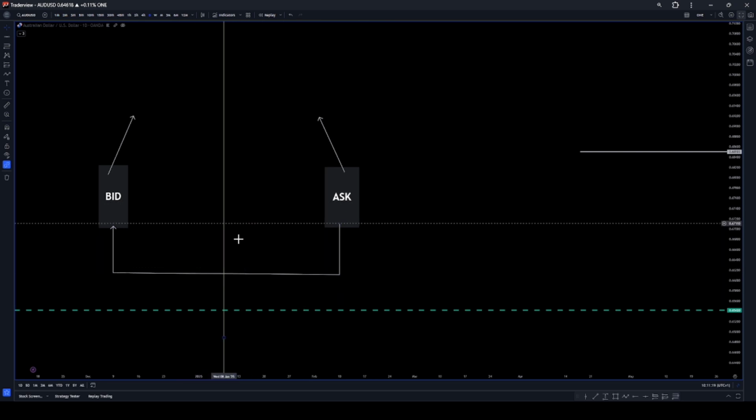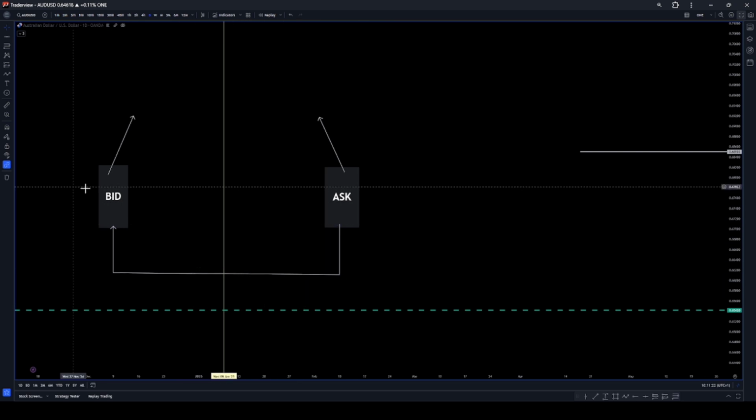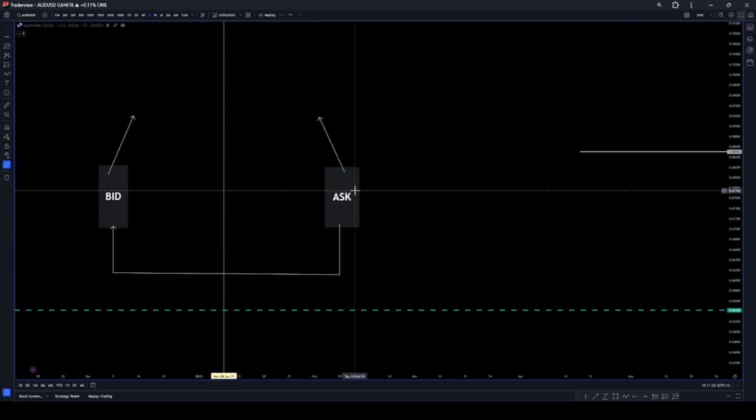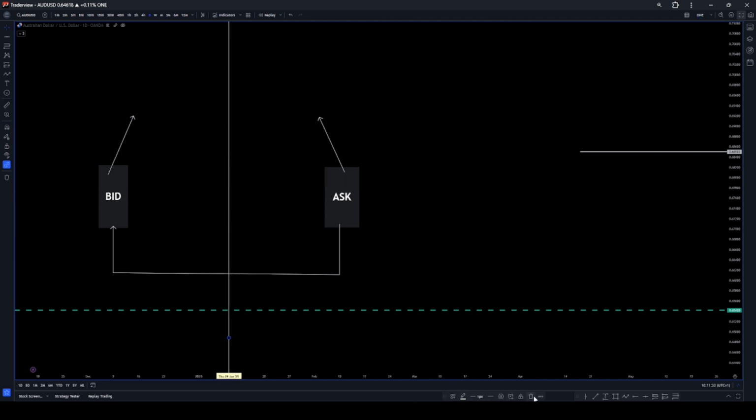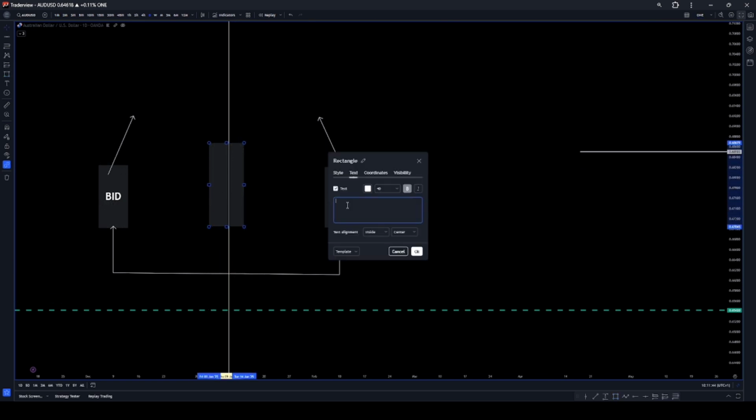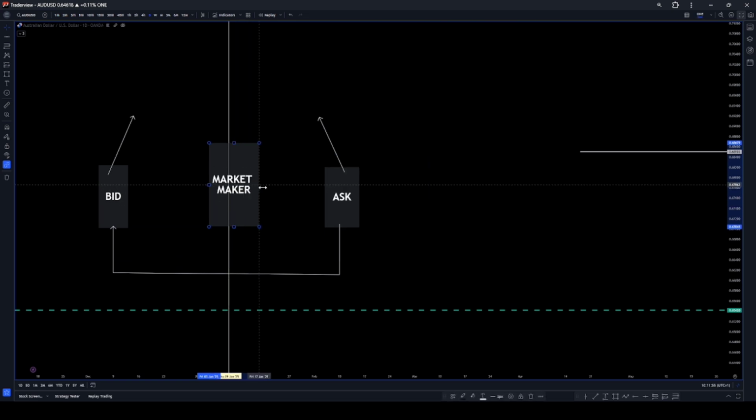But in this market, that is not how it works. Buyers and sellers don't connect. Bidders and askers, they don't connect. There is an intermediary between them, and that's why I put this line here. That intermediary is called the market maker. The market maker can be your broker, or whoever is offering you that service. The market maker is like the middleman.